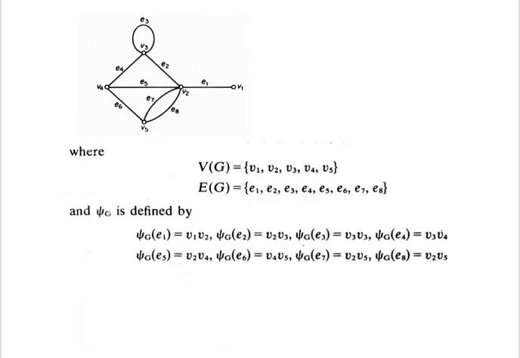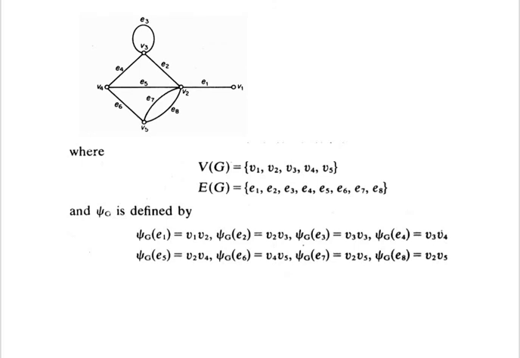With respect to this figure, V(G) indicates the vertex set of G, as we have named the vertices V1, V2, V3, V4 and V5. Here V(G) is equal to the set {V1, V2, V3, V4, V5}. Now E(G) indicates the edge set of the given graph G. So here E(G) is the set {E1, E2, E3, E4, E5, E6, E7, E8}. And now psi_G is actually a mapping that associates the edges of a graph with their corresponding end vertices.